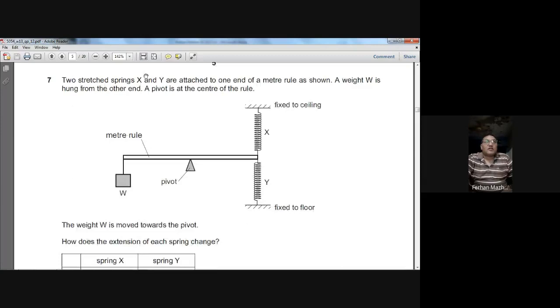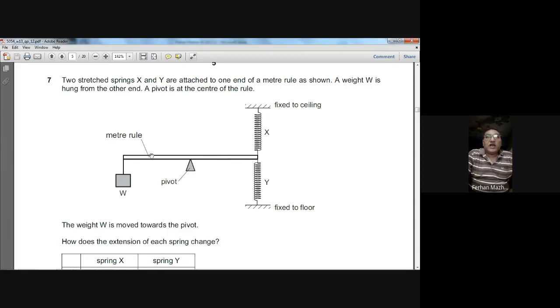Okay. On your screen, it says two stretched springs X and Y are attached to one end of a meter rule as shown. A weight W is hung from the other end. A pivot is at the center of the rule. The weight W is moved towards the pivot. How does the extension of each spring change? Try to understand this.